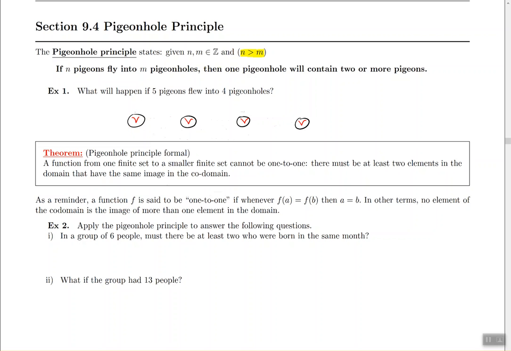Now, that's one possible scenario. So if 5 pigeons try to fly into 4 pigeonholes, then one of the pigeonholes will have to share multiple pigeons. That's what this means. Now, it doesn't have to be that way.